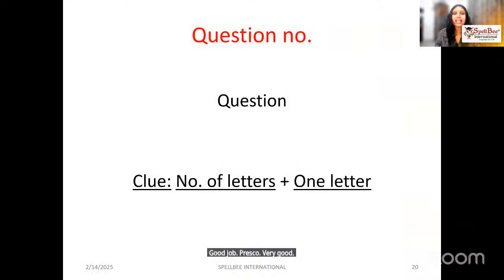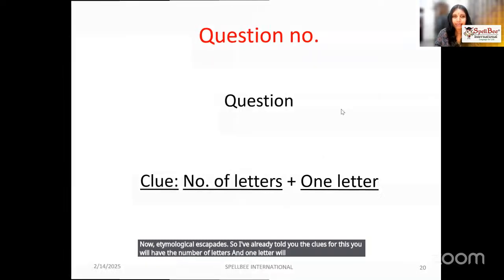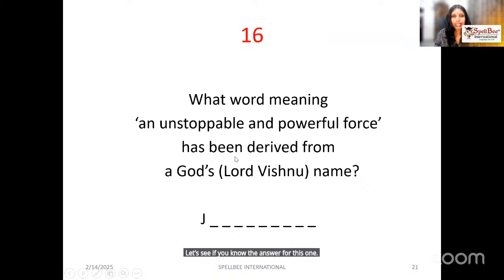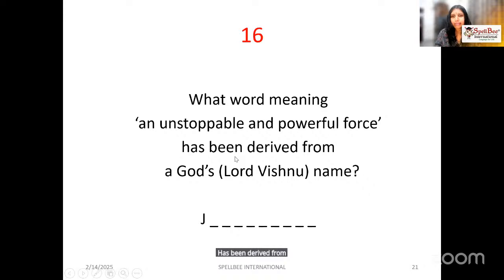Right. Now we are going to go to the questions based on etymology. So this is done. Visual vocabulary, done. Now, etymological escapades. So I've already told you the clues for this. You will have the number of letters and one letter will be there on the blank. Let's see if you know the answer for this one. What is a word that means an unstoppable, powerful force? Has been derived from Lord Vishnu's name. We discussed this in our class.